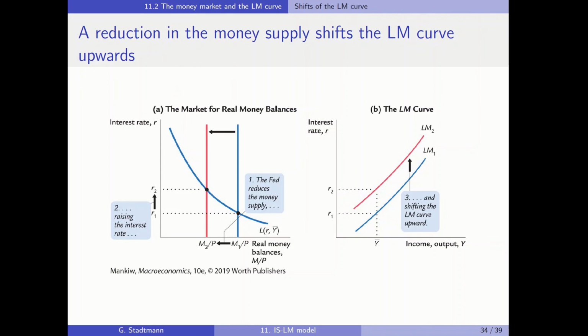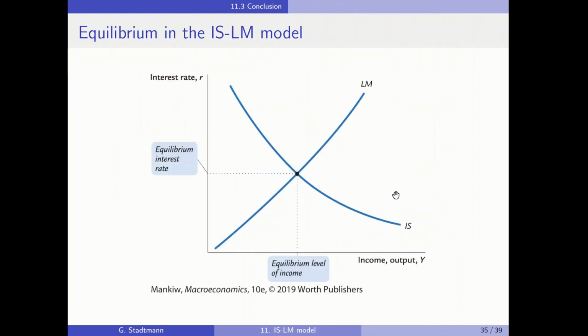So the next step is to combine the IS and the LM curve, and we are going to combine it in the interest rate income diagram. So we are in section 11.3. We are combining the information we gained from 11.1 and the information we gained from subchapter 11.2. The LM curve is upward sloping in the interest rate income diagram, and the IS curve is downward sloping.